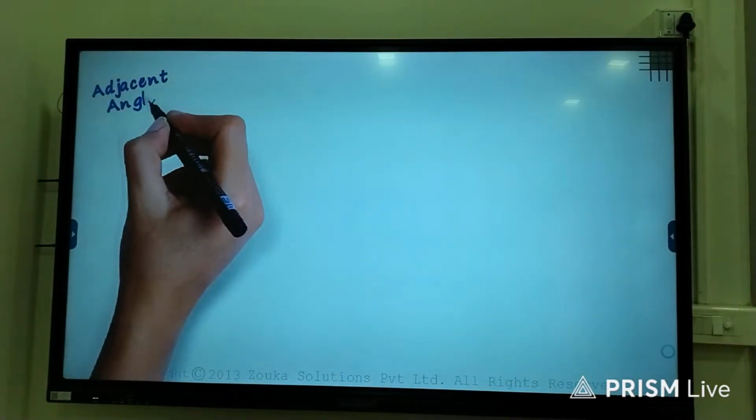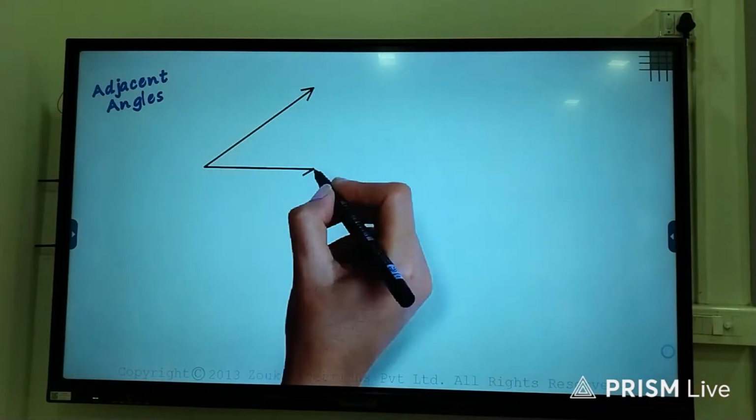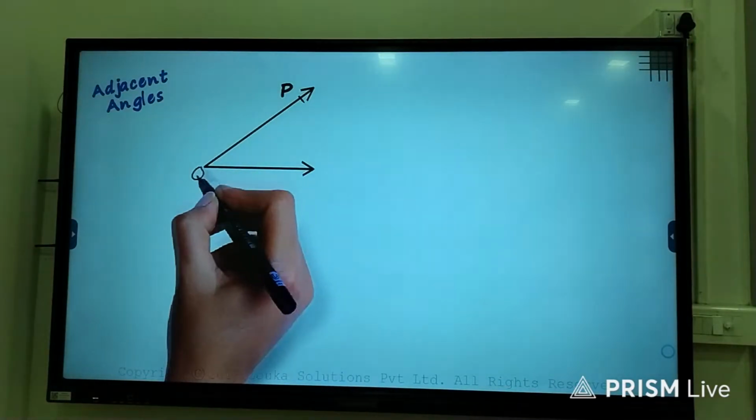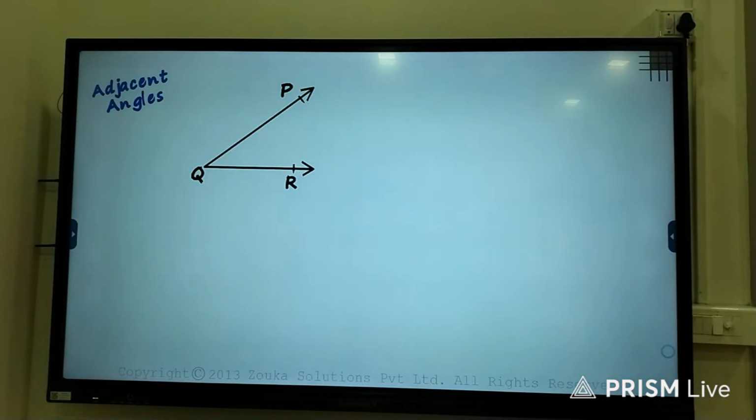Let's understand special pairs of angles, all of which are called adjacent angles. Consider this angle. We name it angle PQR. Now let's do something interesting. We draw a ray through vertex Q. Let's call it ray QS. And guess what? We already have two adjacent angles. This angle and this one.